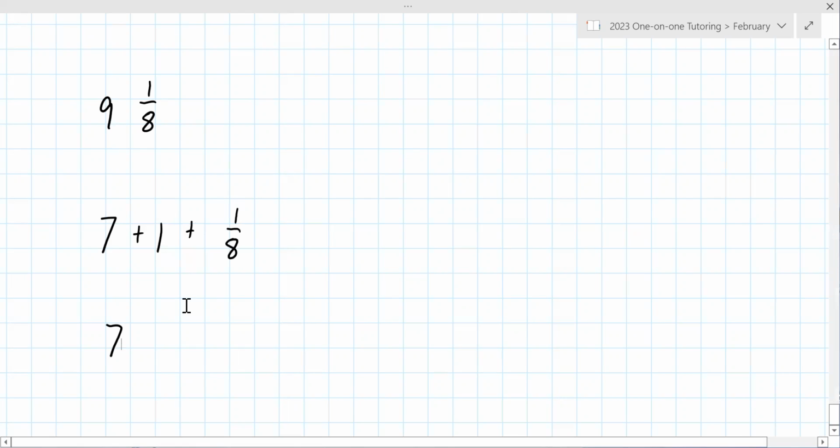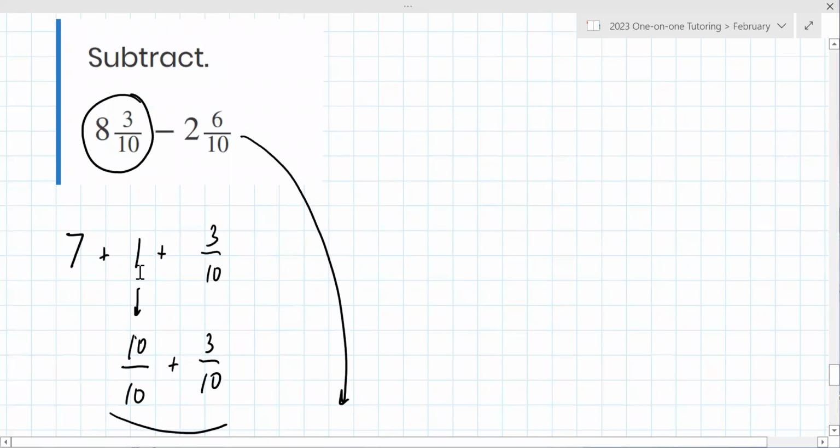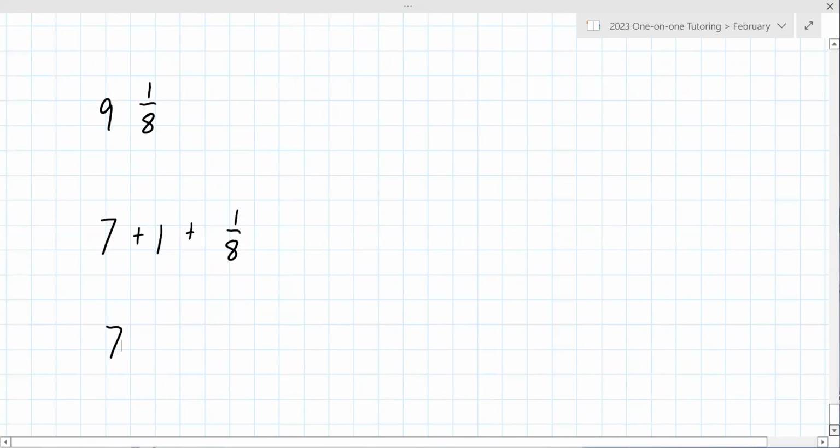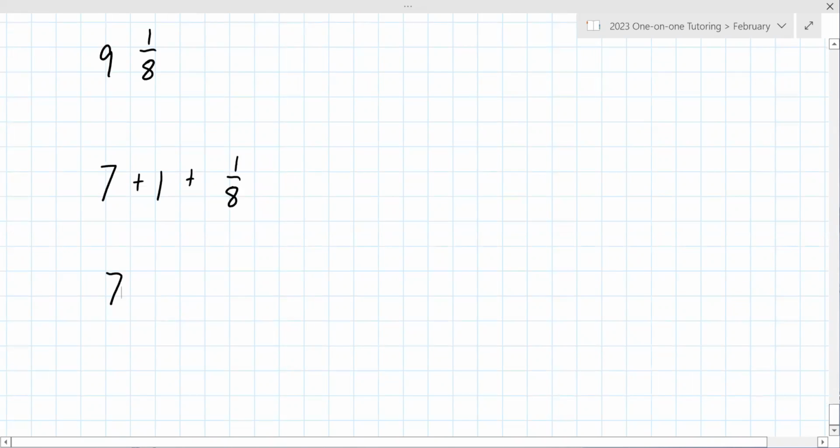No way. You're not doing anything we just talked about. So let's go back and look at the previous problem. What did we break the 1 apart into? 10. Why 10? Because it's the same bottom as this fraction over here on the right. So in your problem, what are you going to break the 1 into? 8. What is the fraction? 8 over 8.